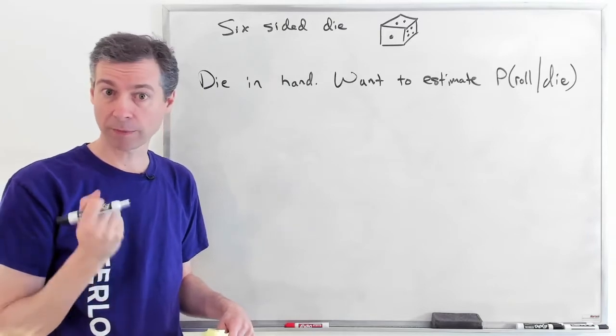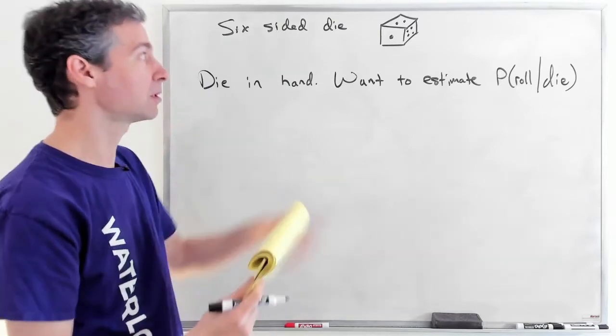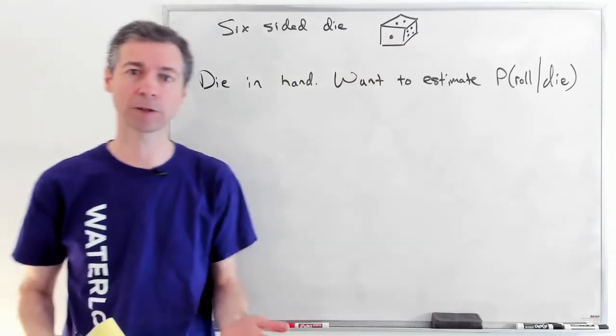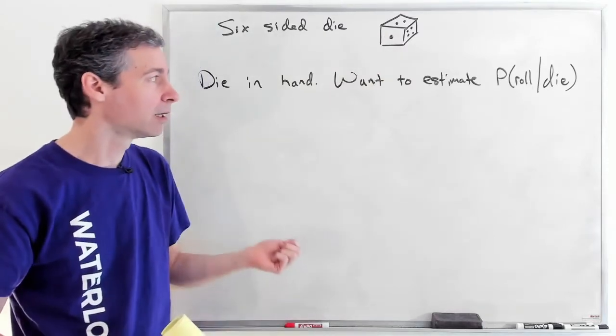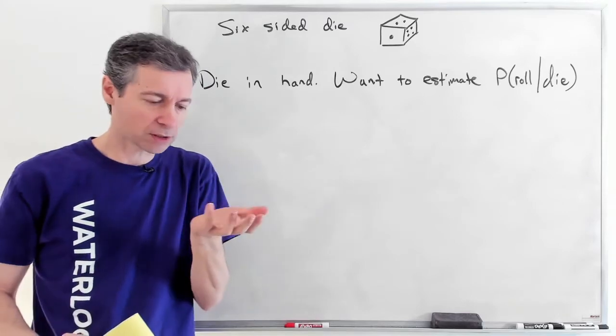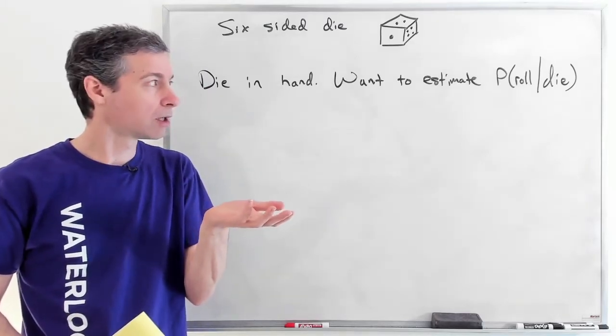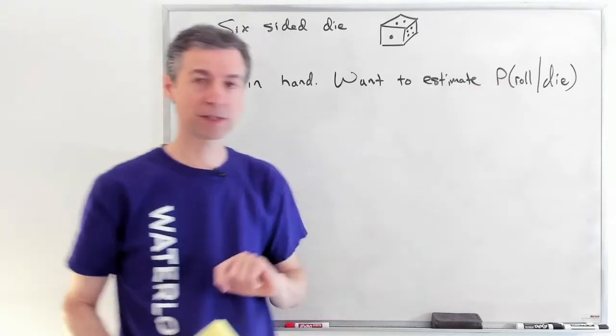In other words, by biased, it means that the probability of 1 is not equal to the probability of 2, is not equal to the probability of 3, and so on. And you have it. It's there in your hand. And your job is to estimate this.